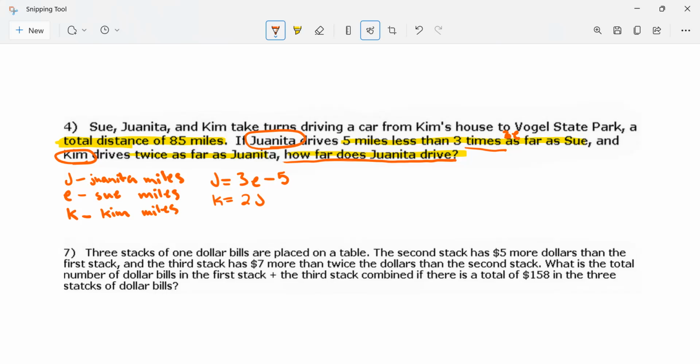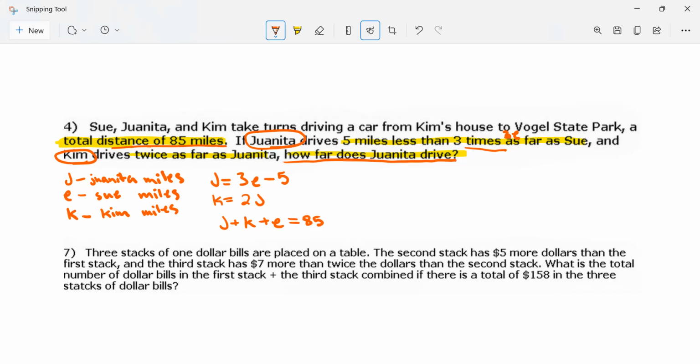And we can make one more equation, which is for the total of 85 miles. It's going to be J plus K. And we don't want to forget Sue, because even though Sue doesn't have her own equation, she did also drive. So we want to make sure we include that in our equation. And that's going to be equal to 85.